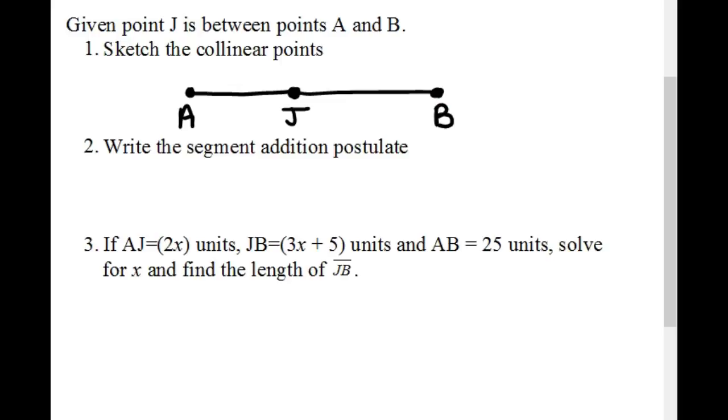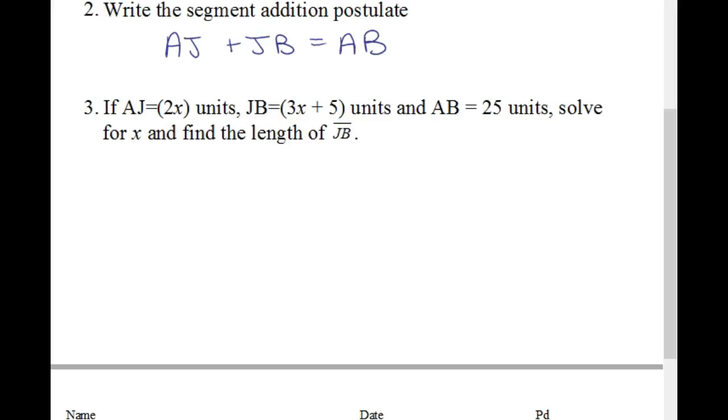The segment addition postulate is going to highlight that this little segment plus this little segment equals the whole segment. So the measure of AJ plus the measure of JB is going to be the same as the measure of AB. Now I'm going to use the segment addition postulate to solve for the length of JB. My first step, write out the segment addition postulate.